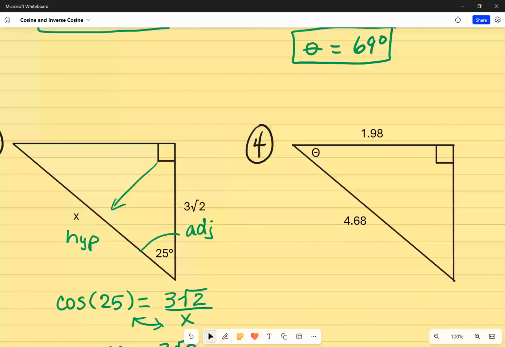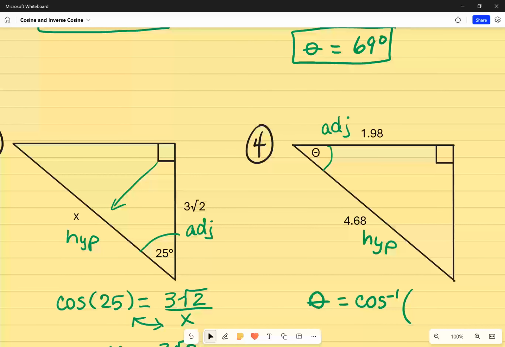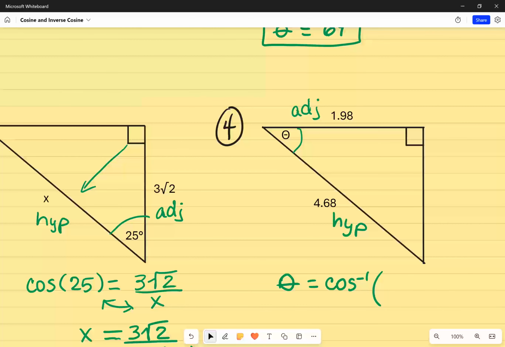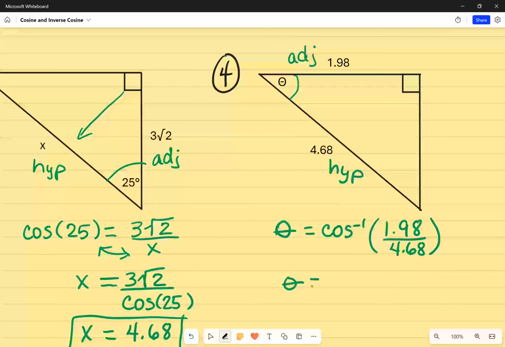So now what I'm trying to do is find this angle. My adjacent side is now next to it. My hypotenuse is still the same. Now I'm trying to find an angle, so I'm going to use the inverse of cosine. Theta is going to equal the inverse of cosine, but I still use the same formula, which is adjacent over hypotenuse. So adjacent is 1.98, hypotenuse is 4.68. I end up with 65 degrees.